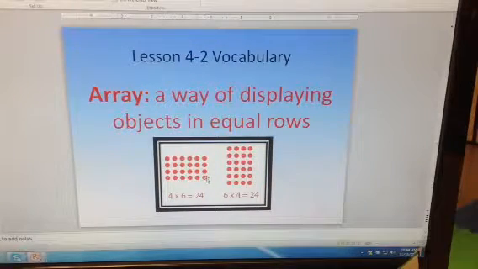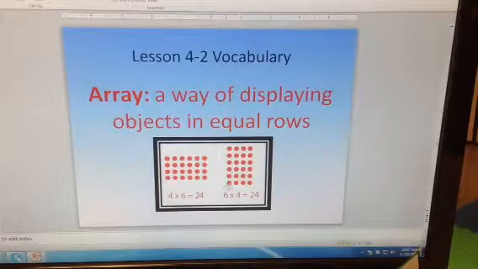The other thing I talked about when we looked at this slide was that the first number in the multiplication sentence, 4 times 6, the first number is the number that goes down. 1, 2, 3, 4, and the second number is the number that goes across. 1, 2, 3, 4, 5, 6.